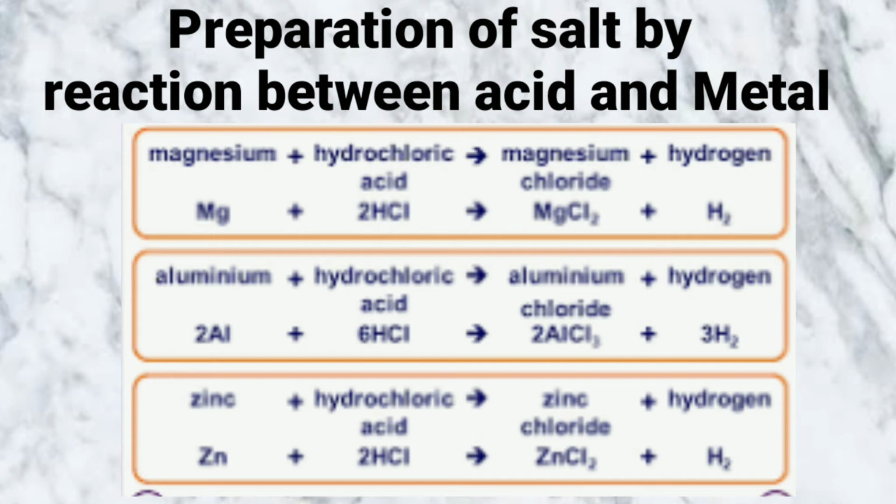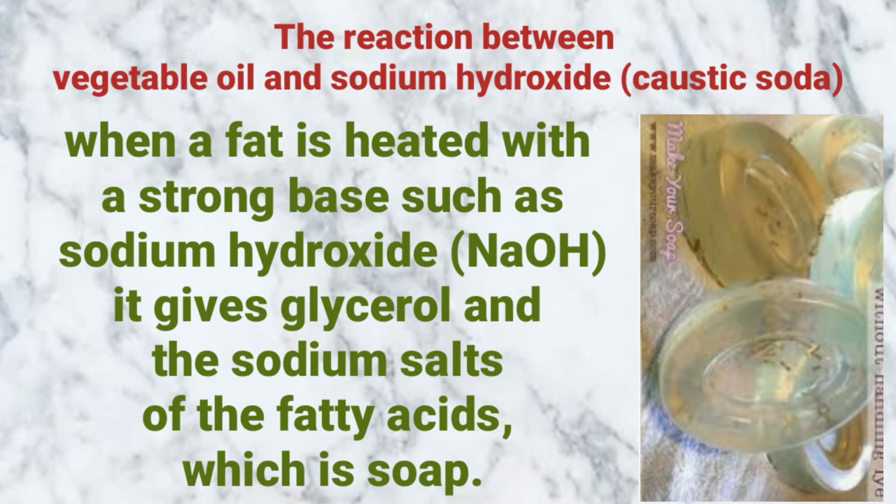In the example you can see when magnesium reacts with hydrochloric acid, it displaces the hydrogen from hydrochloric acid and forms magnesium chloride, and hydrogen is liberated in the form of gas. In the same way, aluminum forms aluminum chloride and hydrogen is liberated. In the same way, zinc reacts with hydrochloric acid to give zinc chloride as a salt, and hydrogen gas is liberated. Now come to reaction between vegetable oil and sodium hydroxide, or you can say caustic soda.